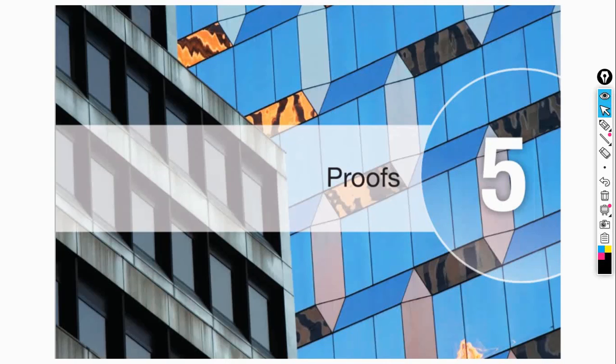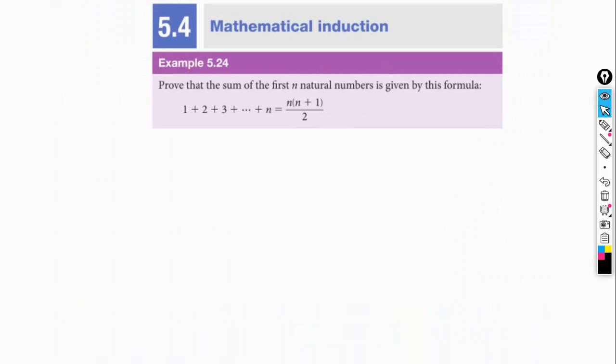Hi everybody, in this video we're going to continue with Chapter 5, Proofs, specifically 5.4, Mathematical Induction. So let's go straight to example 5.24. It says, prove that the sum of the first n natural numbers is given by this formula.